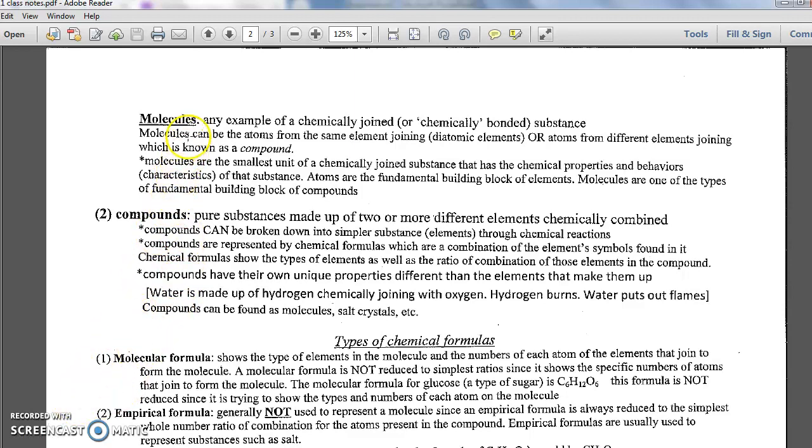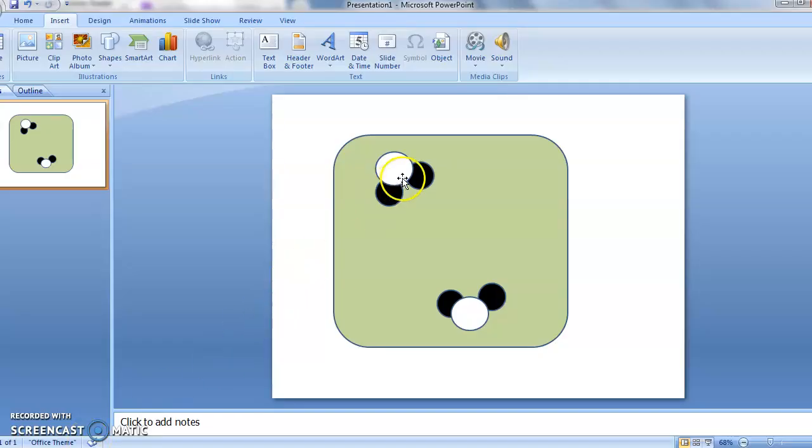To represent an element, you need one symbol. That symbol can have more than one letter. To represent a compound, you need more than one symbol. So to represent this compound right here, I would need H for hydrogen, and I have two of them, so it would be H2, and that molecule has one O, it would be H2O. That is the formula for the water molecule, which is a compound.